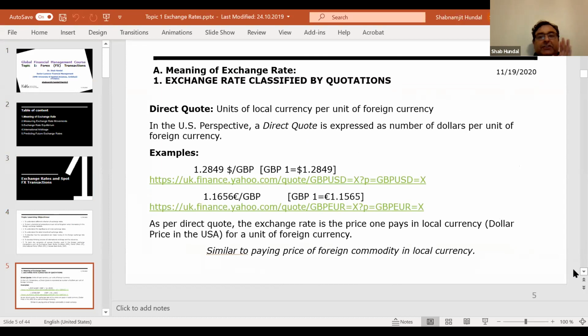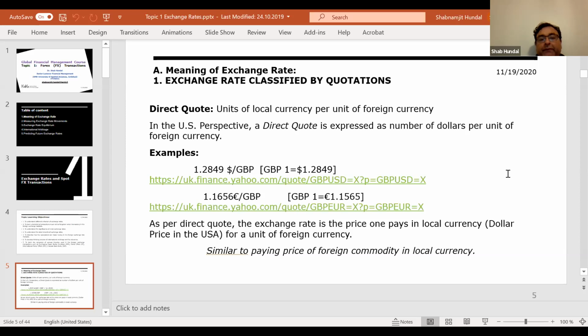The exchange rate, we can define it in many ways. The exchange rate can be defined on the basis of different criteria, parameters, benchmarks. The first benchmark of the exchange rate definition is the direct quote or the indirect quote. The direct quote is the one which we use, or which we should use. We should not use the indirect quote.